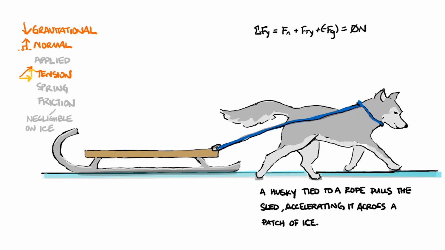Horizontally, the object's accelerating, indicating unbalanced forces. This means if we were to calculate the net force, the summation of forces horizontally, it would be equal to the horizontal component of tension.